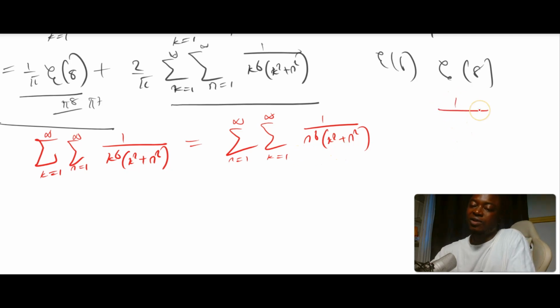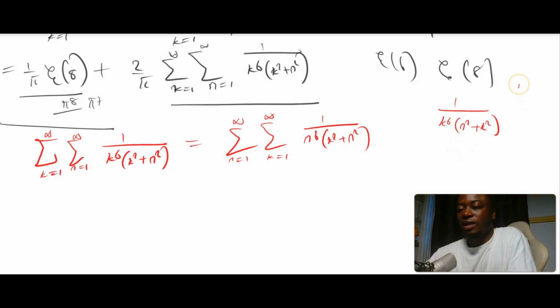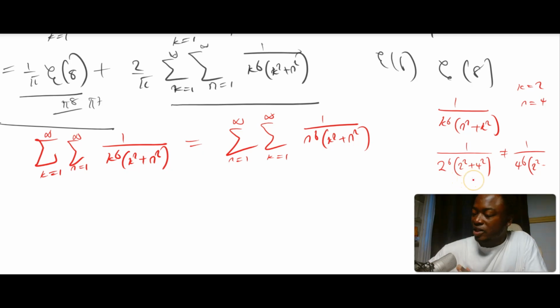It may not be true that 1 over k to the 6 times (n squared plus k squared) will be the same thing if the roles of k and n are interchanged, of course, because let's say we take k to be 2 and n to be, let's say, 4. So you have 1 over 2 to the 6th power times (2 squared plus 4 squared). It will not be the same as 1 over 4 to the 6th power times (2 to the 6th power plus...). But this time around, we're dealing with a sum. At some point k and n are equal to each other, so it's a sum, not really an expression.